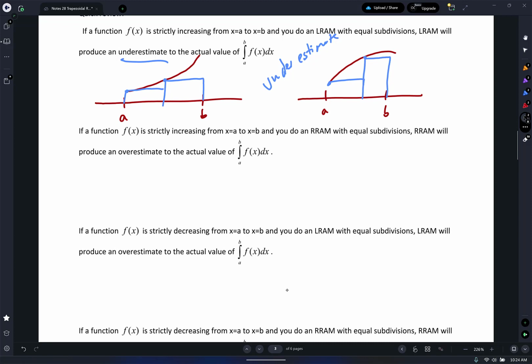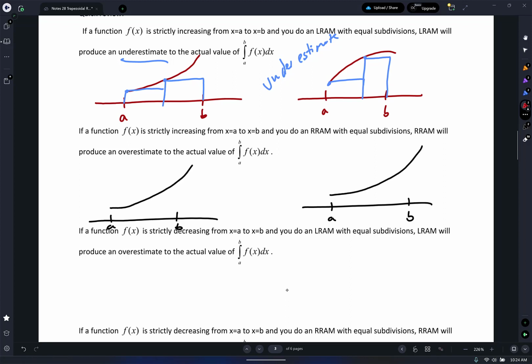All right, let's go to the next one. Strictly increasing, and now we're doing RRAM. So here's my scale, A to B, and another scale, A to B. I'm just going to do concave up, concave down so you guys can see. Strictly increasing, strictly increasing, and I'm just going to do 2 rectangles. I'm doing RRAM now. This will be a what? Overestimate. You can just highlight overestimate or underline overestimate.